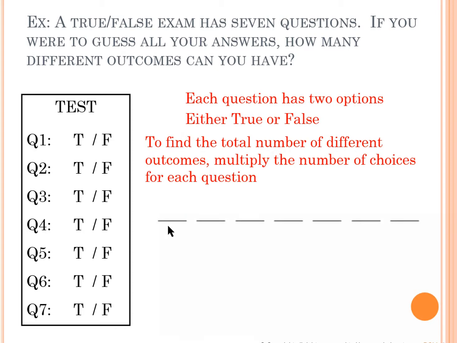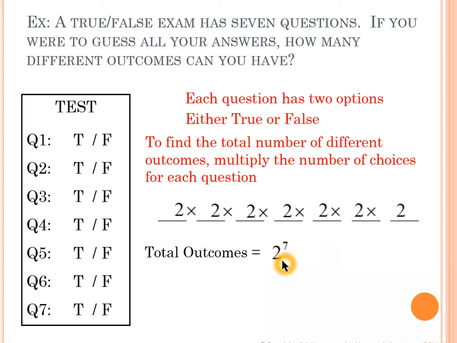All right, so this is question number 1, this is question number 2, this is question number 3, and this is question number 7. So for question number 1, how many choices do you have for the first question? Well, you have 2 choices, either true or false. For the second question, you also have 2 options, true or false. And basically for the third question, you would have 2 choices as well. For the fourth question, 2 choices as well. For the 5th, 6th, and 7th, you would have 2 choices as well.